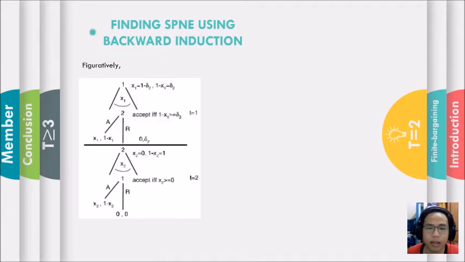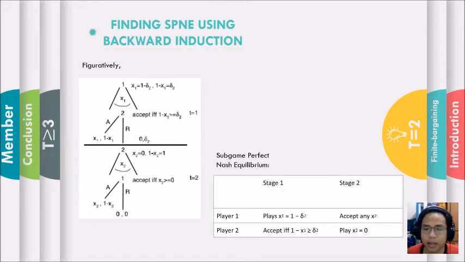So, in the figure, we can represent the SPNE like this, and the table that we can write the SPNE is given like this.